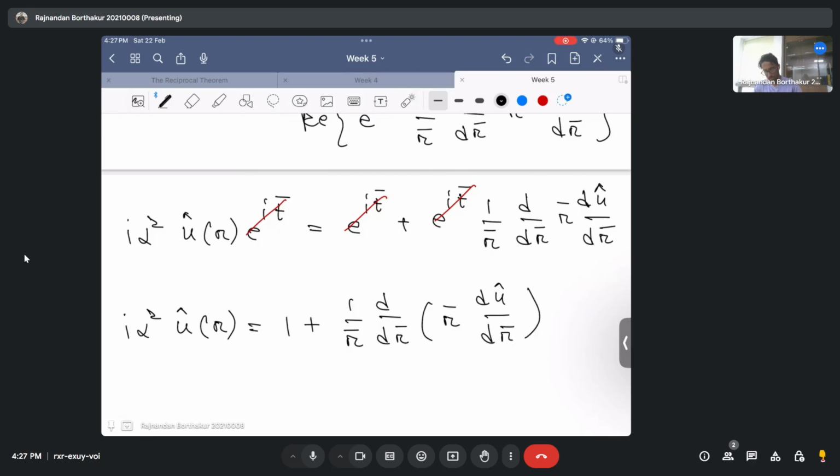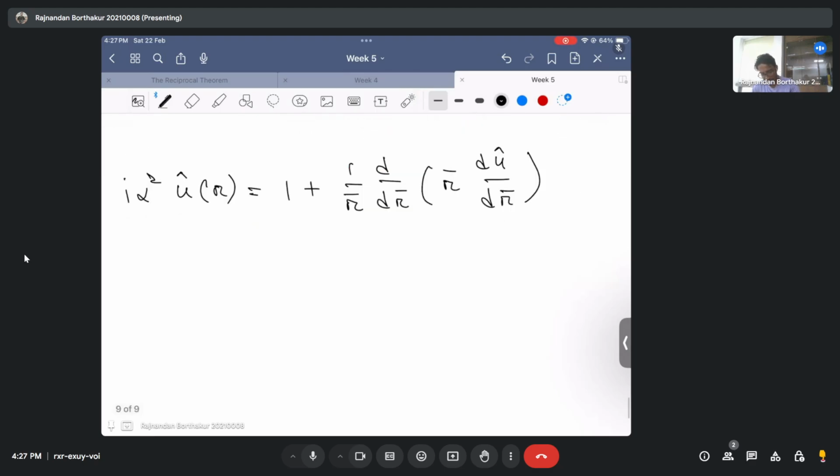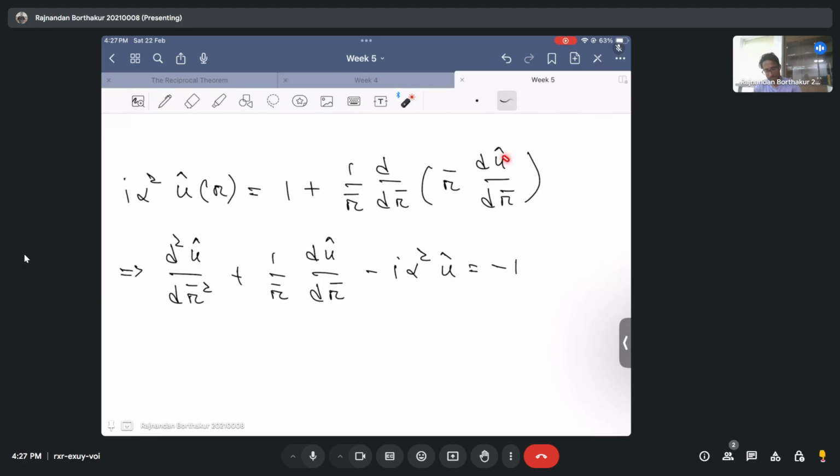If I rearrange this equation, I can simply write it as d2 u hat by d r bar squared plus 1 upon r bar d u hat by d r bar minus i alpha squared u hat equals minus 1. It's just a sheer rearrangement that I'm doing. I just used the product rule in this term, and then brought this term to this side.